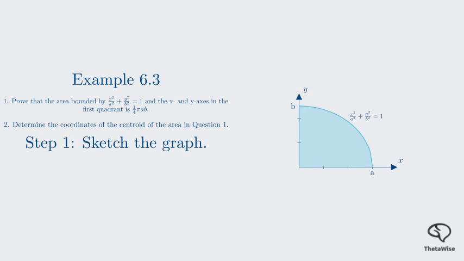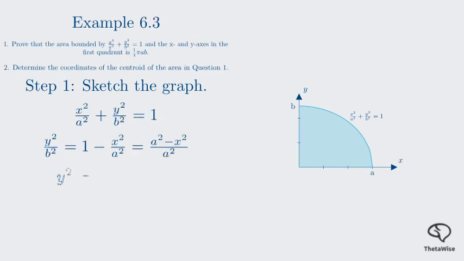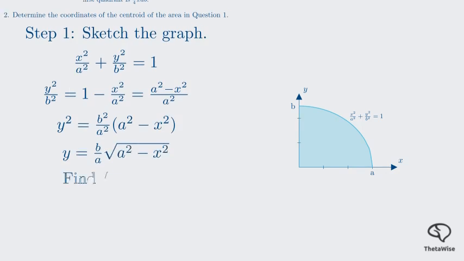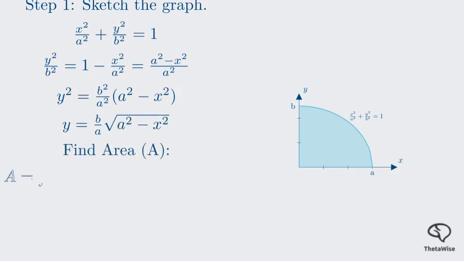We'll use a vertical strip from x equals 0 to x equals a. This means we need the upper boundary y as a function of x. Let's rearrange the equation of the ellipse to solve for y. The area, A, is the integral of y dx from 0 to a.